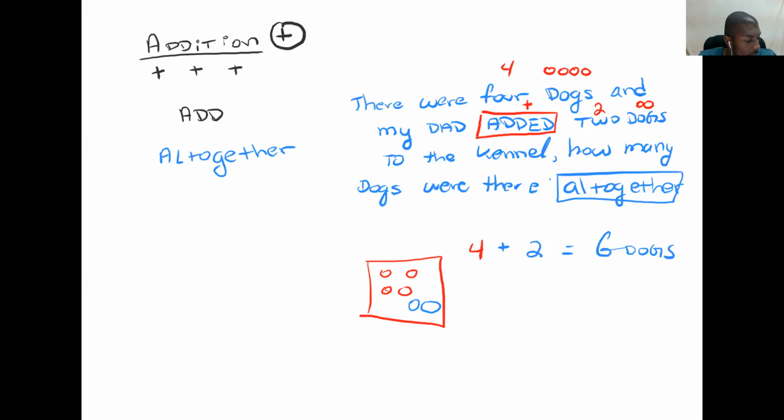So now that we have a basic understanding of how keywords help us understand what kind of equation we are going to create, we're going to do some word problems. We're going to have addition problems, subtraction problems, multiplication, and division. What I'd like you to do is follow along and see if you can predict what kind of math problem we are going to have. So here's the first one.